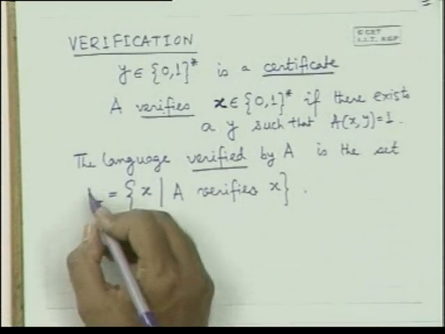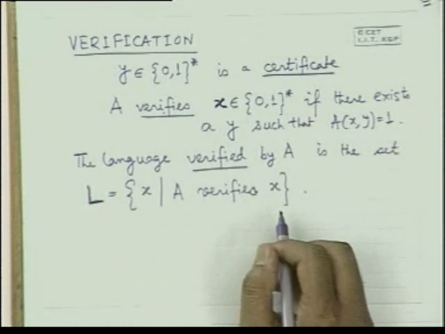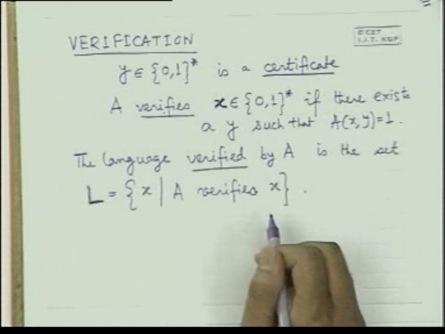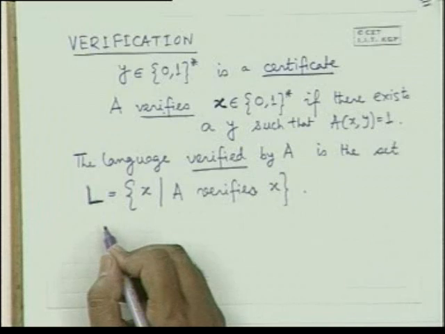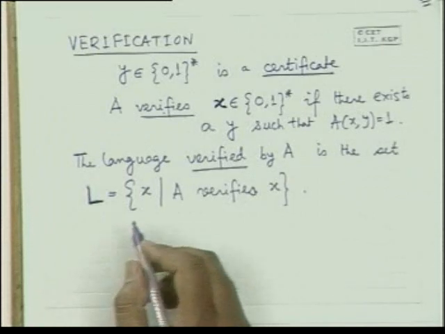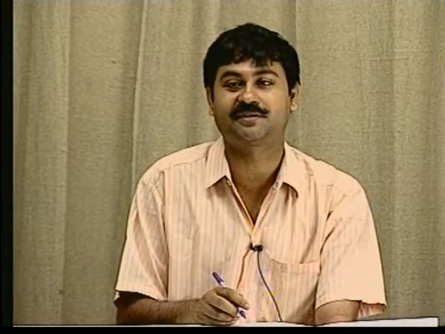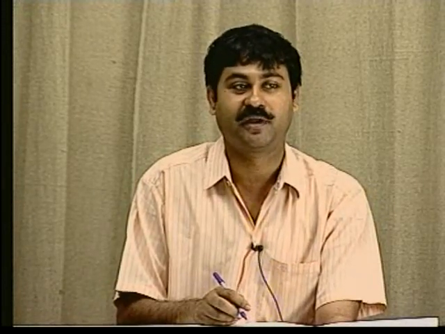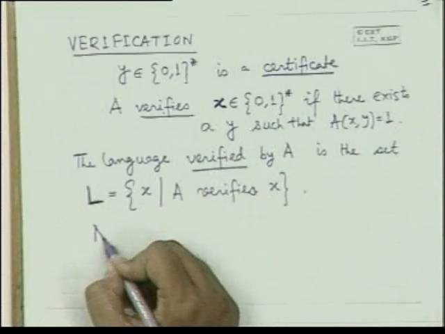Now with this definition of verification we can define a new class of problems which is called the NP class, or non-deterministically polynomial. P stands for polynomial, NP stands for non-deterministically polynomial. People often make the mistake of saying it is non-polynomial. No, N does not stand for non-polynomial. If P is polynomial, this stands for non-deterministically polynomial. So now I am going to define this class NP.